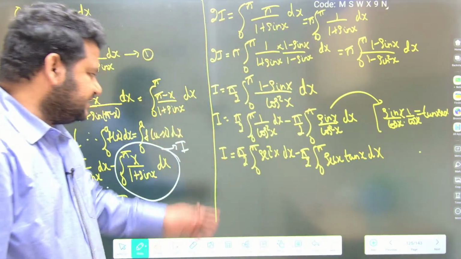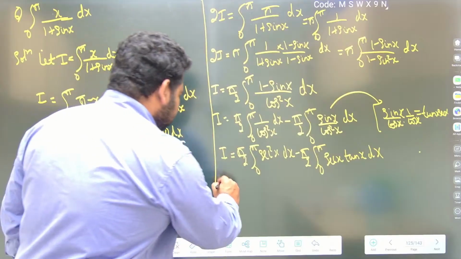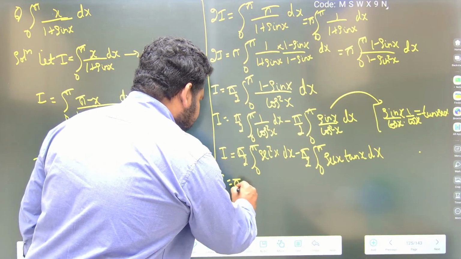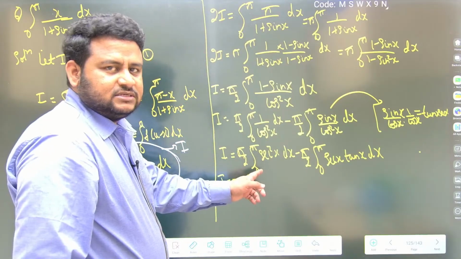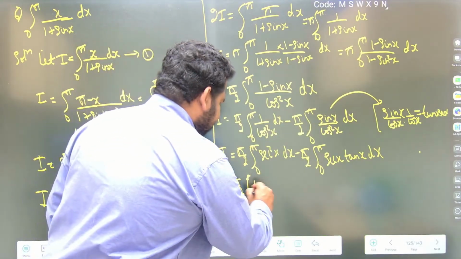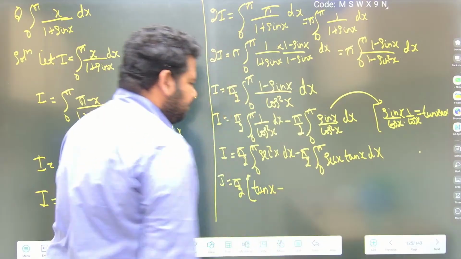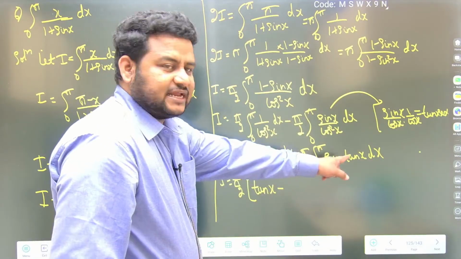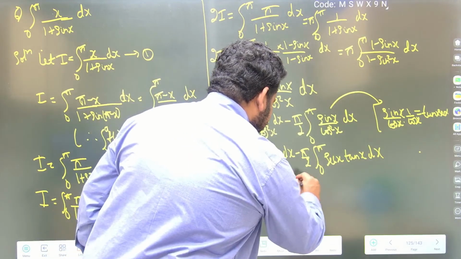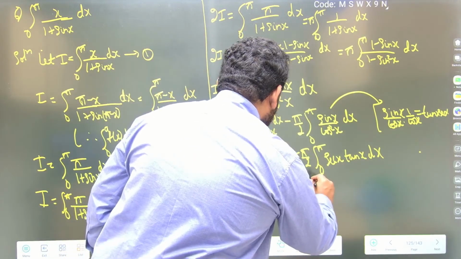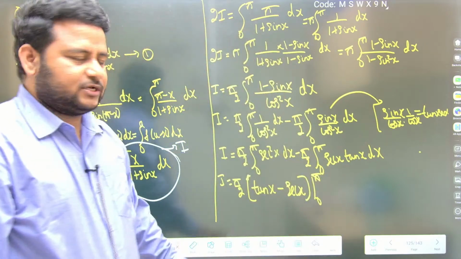Now let us integrate this. Pi by 2, let me take it outside. So I is equal to pi by 2 into, the integral of secant square x is tan x, minus the integral of secant x tan x, which is secant x, from 0 to pi. This is what I have.